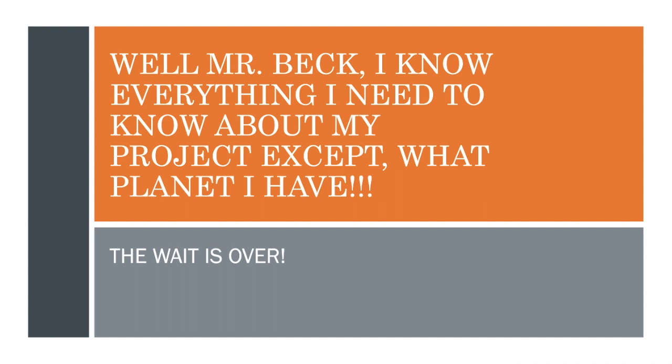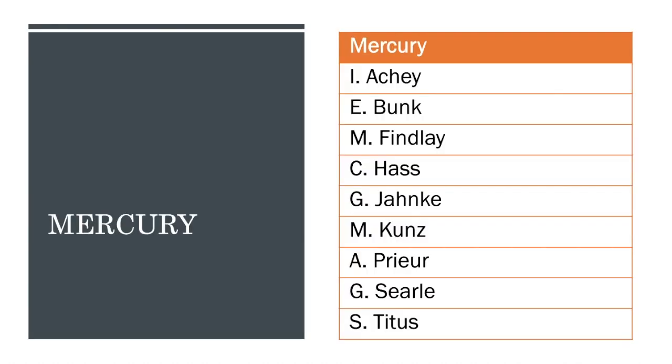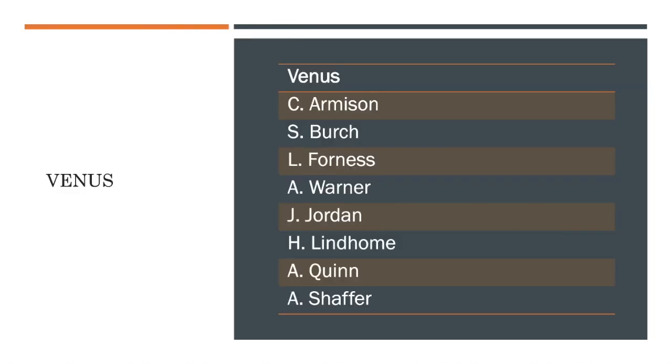Well, Mr. Beck, I know everything I need to know about my project, except what planet do I have? The wait is over. Brace yourself. Drum roll. Okay, planet number 1. Mercury will go to these people: Aki, Bunk, Findley, Haas, Yankee, Kuntz, Brea, Searle, Gianna, and Titus. You have the planet Mercury.